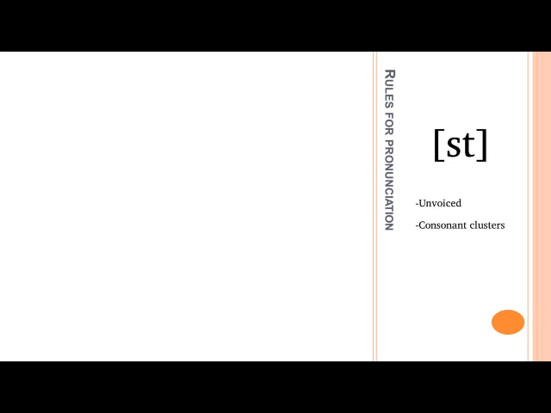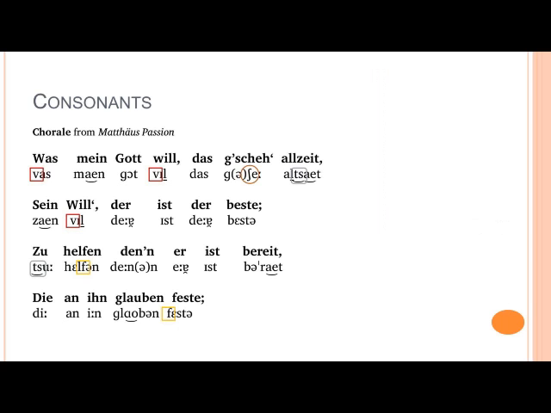And now on to our next sound, st. And this is unvoiced, and again it's a consonant cluster. We're going to look again at that new text, Was mein Gott will, the chorale from the Matthäus Passion, and let's try to find some of those st sounds. There are two. So the second line, last word, beste, and the last line, last word, feste.